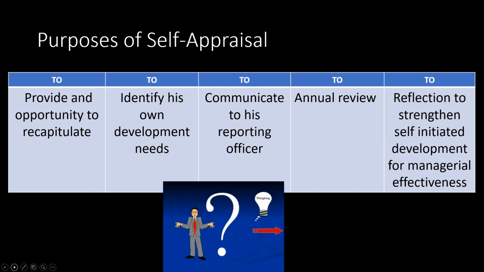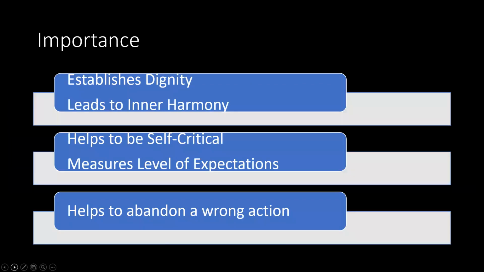And every organization focuses on an overall annual review. This information helps an organization to identify the key performing employees and strengthen them, and to reflect the strengthened self-initiated development proposals for managerial effectiveness. So, the purpose of self-appraisal is not just for individual growth and progress, but also for organizational development.